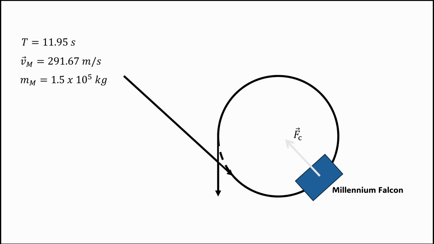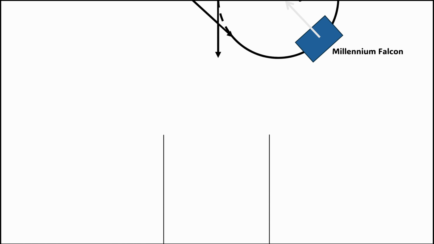Right? So, using Wikipedia, we attain that the mass of the Falcon is 1.5 times 10 to the 5 kilograms, and its maximum speed is 291.67 meters per second. Since the Falcon is fleeing from the TIE fighters, it's of course reasonable to assume that it's traveling at its maximum speed. And of course, by analyzing the scene, we can estimate that it takes the Falcon around 12 seconds to complete one full loop, aka our period length.